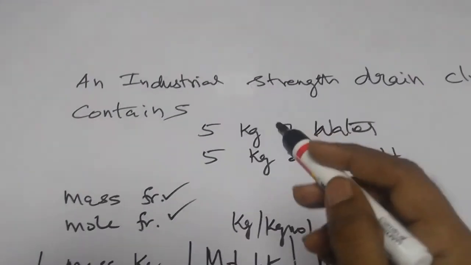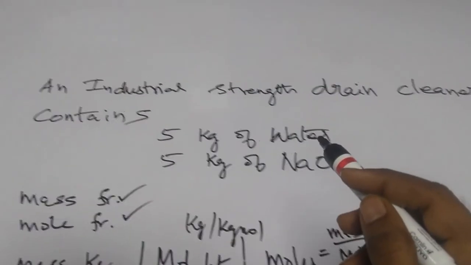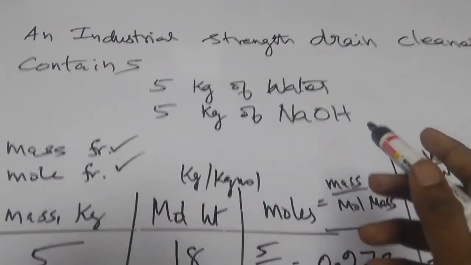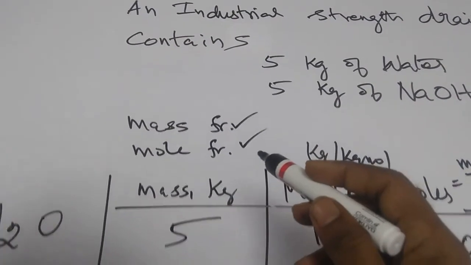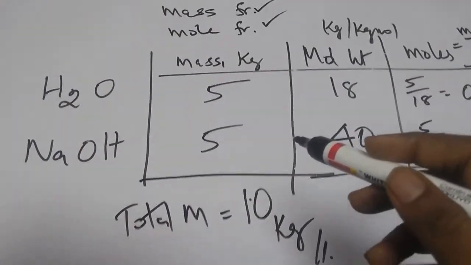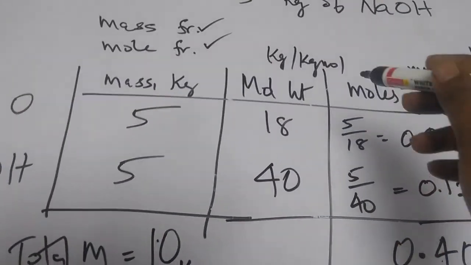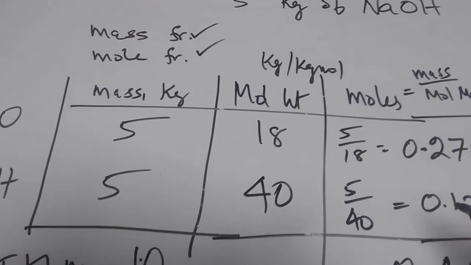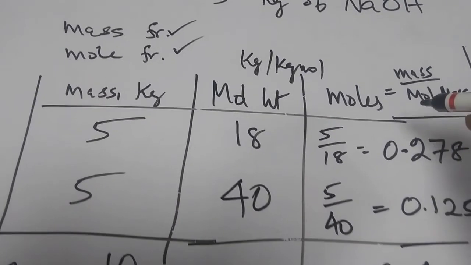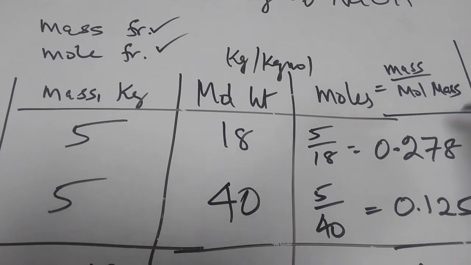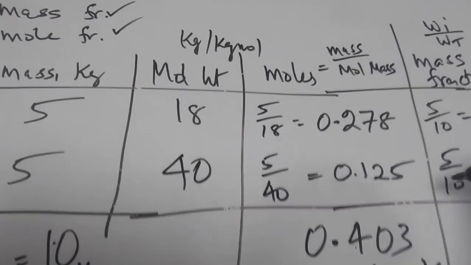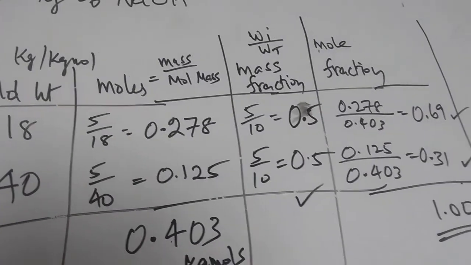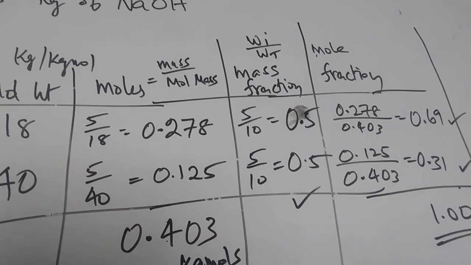So what we have done in this question: an industrial strength drain cleaner was containing 5 kg of water and 5 kg of NaOH. We were asked to find the mass fraction and mole fraction. So we did it in a tabular form. We wrote the mass given, wrote the molecular weight of each constituent. One is water, another one is NaOH. And then we obtained the moles by dividing mass by molecular mass. We got the number of moles. Then we determined the mass fraction and mole fraction as per the definition. Okay, so that's our answer.